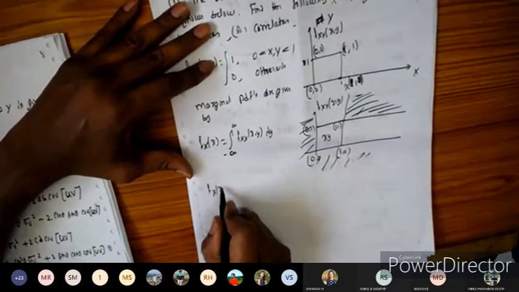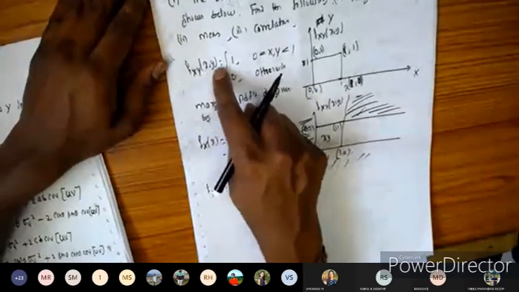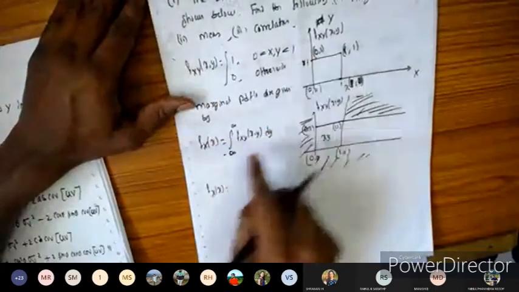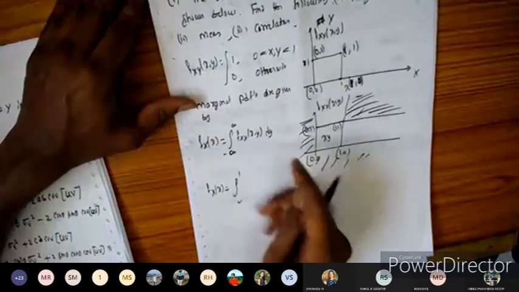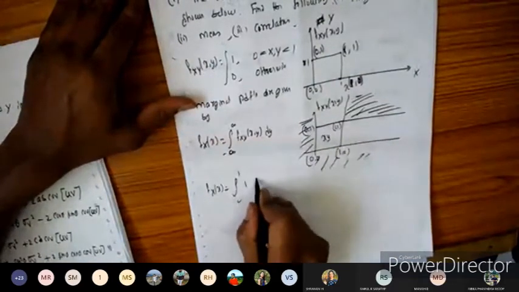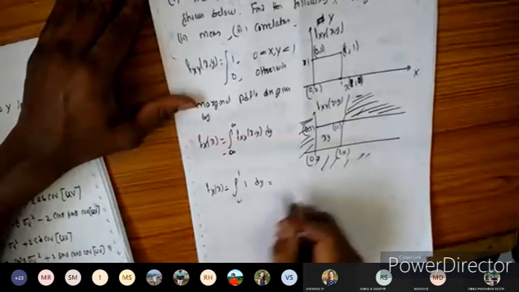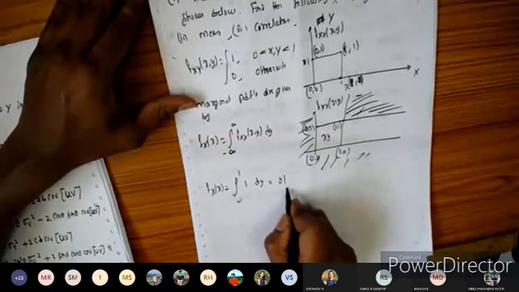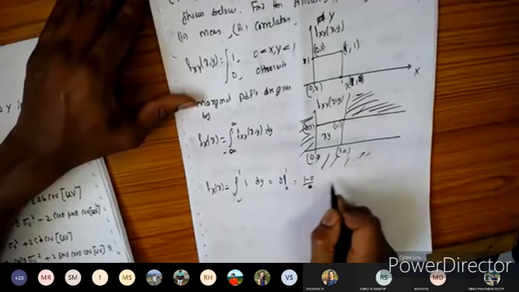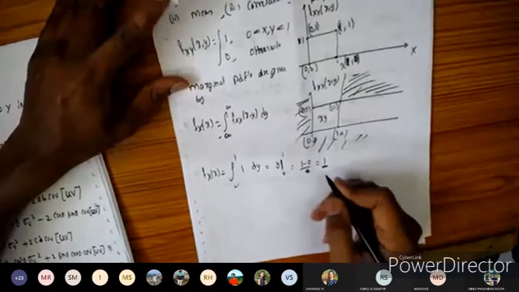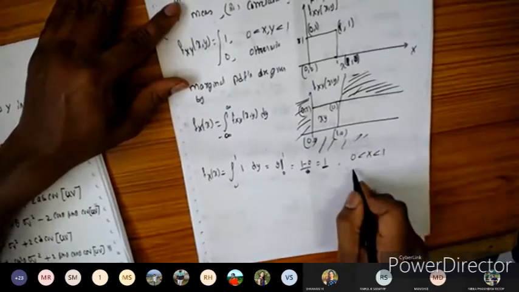So fx of x. Since we know that fxy of x comma y is defined between 0 to 1 only, the limits will change accordingly. So 0 to 1. The value of this one is equal to 1 here, and we are going to integrate with respect to the random variable dy. You know the integration of 1 is nothing but y. The limit is from 0 to 1, so it will become 1 minus 0, so this will become 1. The limit is 0 is less than x is less than 1.